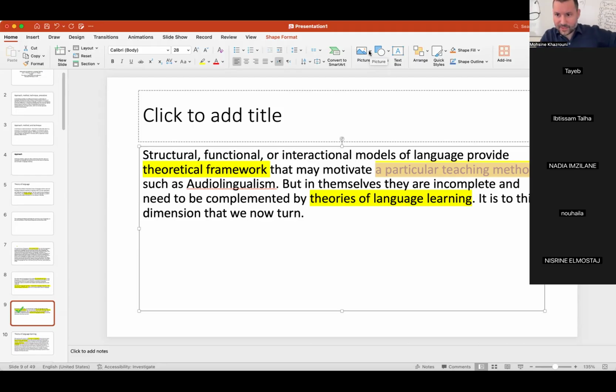Okay, Tayyib, I can see your point. But my question was about theoretical framework. What you have said is a method, which is total physical response. That's a method, right? That's a method. But my question was about theoretical framework.